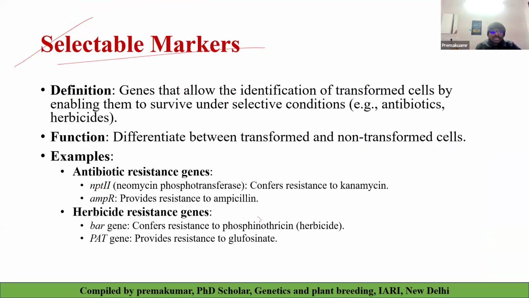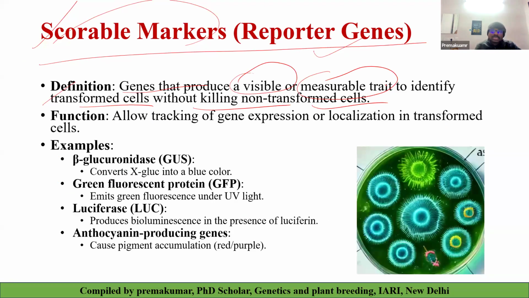When you apply antibiotics, some cells are killed, but here it will not happen. In the living cell, without killing any cells, we can track or identify which is recombinant, which is transformed, which is non-transformed. This is one of the greatest advantages of the scoreable marker over the selectable markers. Then there are different examples. You should remember, for the scoreable markers: beta glucuronidase, green fluorescent protein, luciferase, and anthocyanin producing genes. Mostly used are GFP, GUS and LUC.